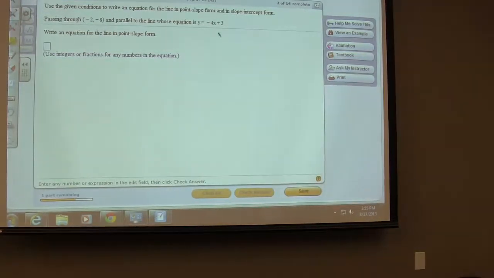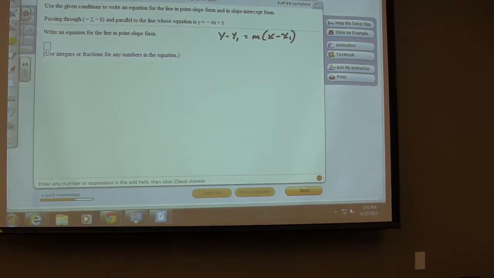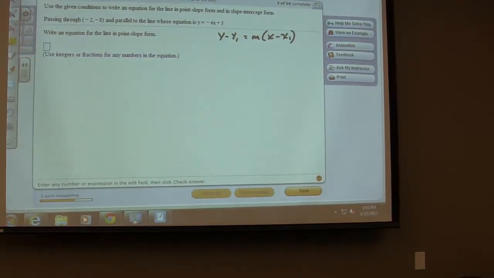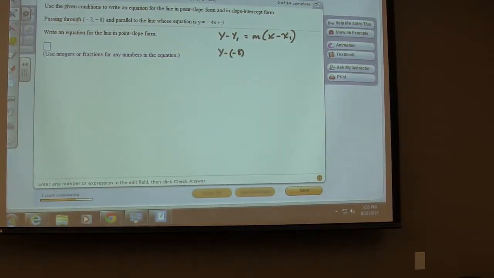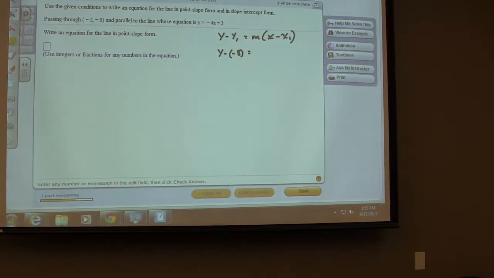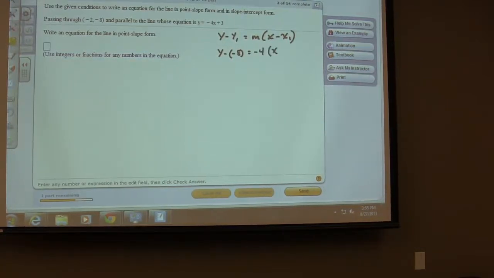Again, we're going to start with y minus y1 equals m times x minus x1. That's the form for point-slope. Using the point they gave us then, it would be y minus a -8 is equal to, well, let's see, the slope is the same as the other line because they're parallel, so this would be -4 times x minus a -2.